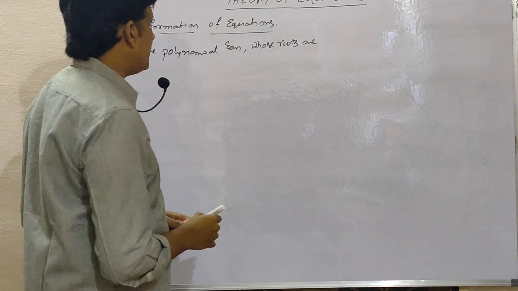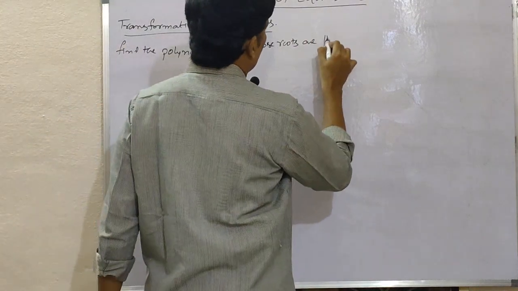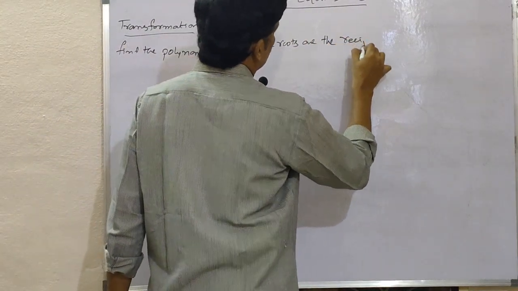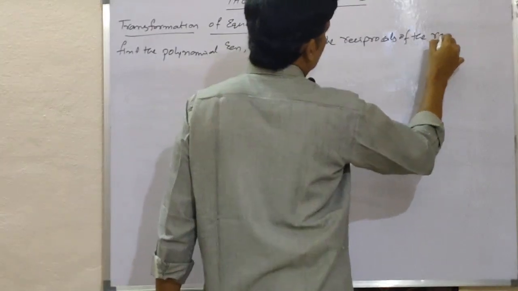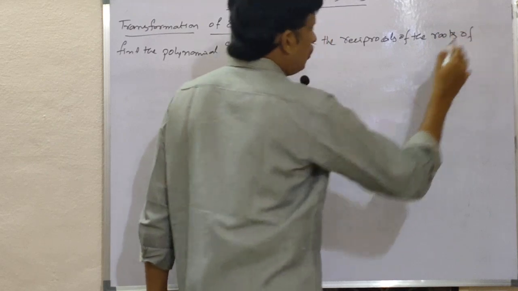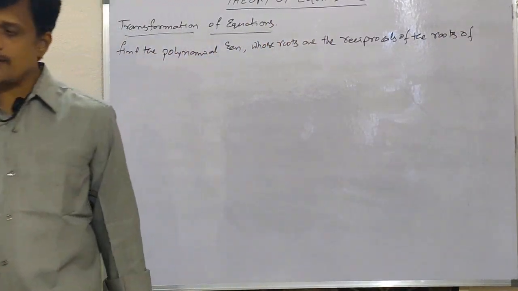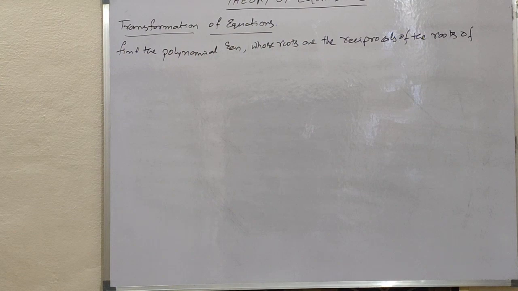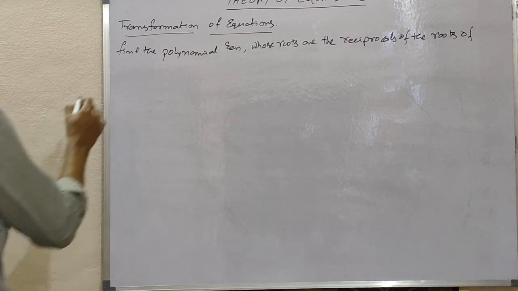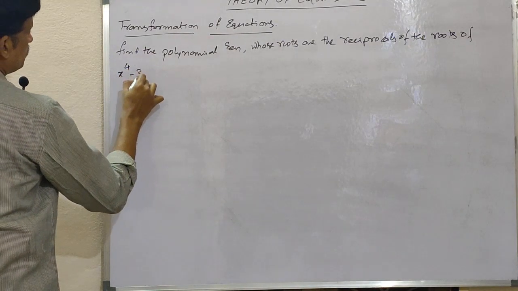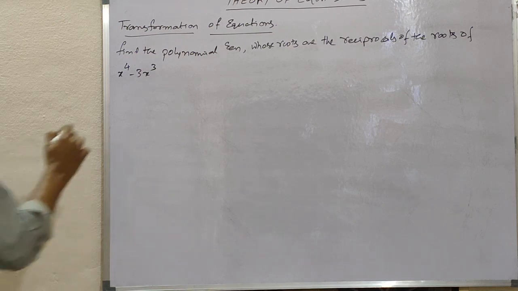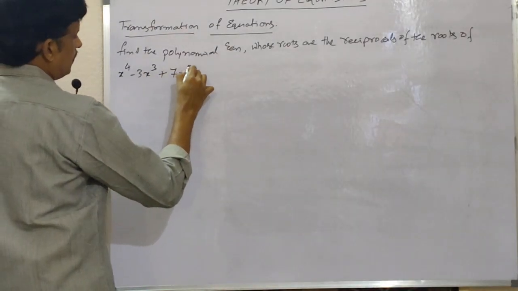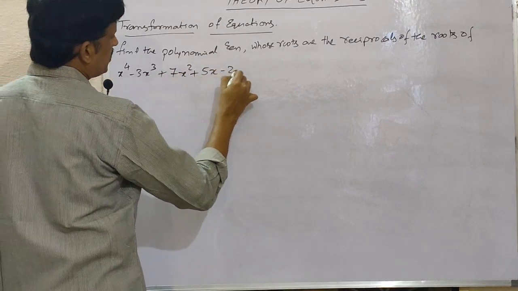Next, find the polynomial equation whose roots are the reciprocals of the roots of the given equation. Here it is x power 4 minus 3x cube plus 7x square plus 5x minus 2 equal to 0.